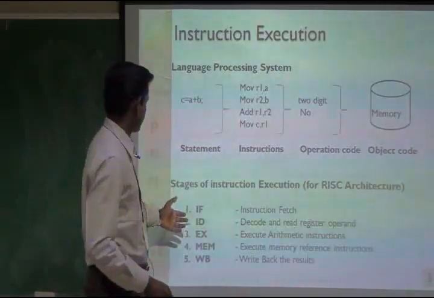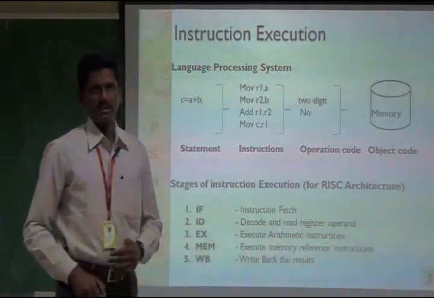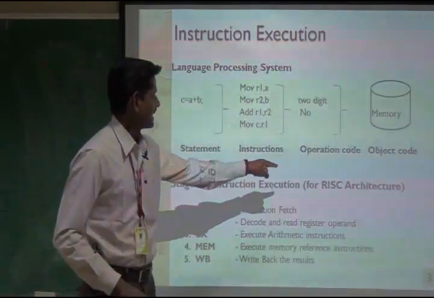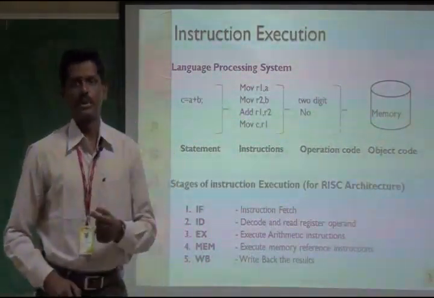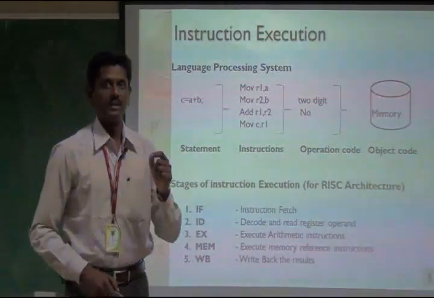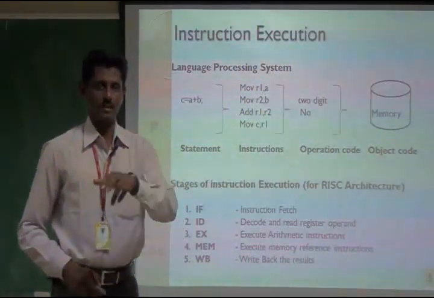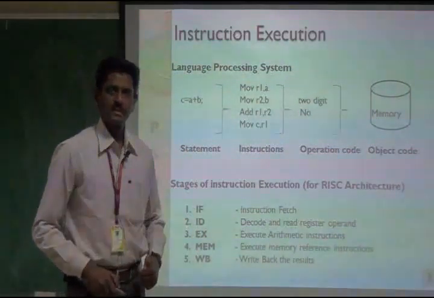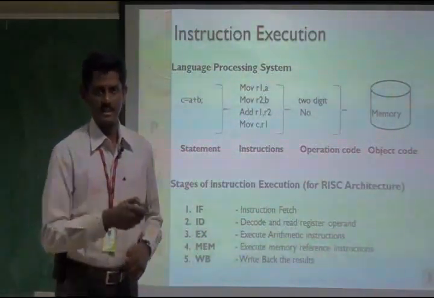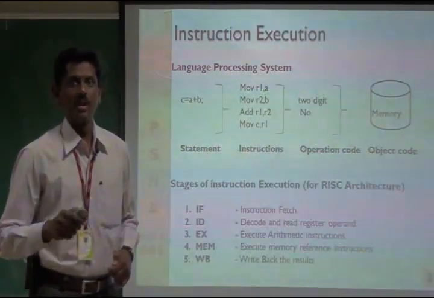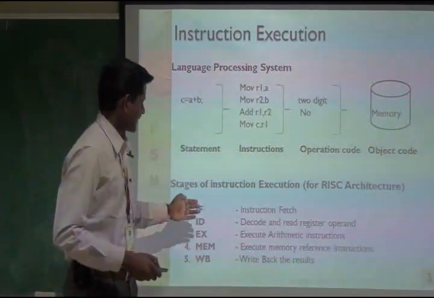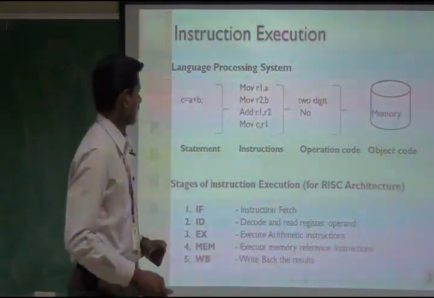So these are the various stages in instruction execution, especially in RISC architecture, one of the computer architectures, RISC, reduced instruction set computer. In RISC there are 5 stages, whereas in advanced architectures like CISC, complex instruction set computer, the number of stages may be more.